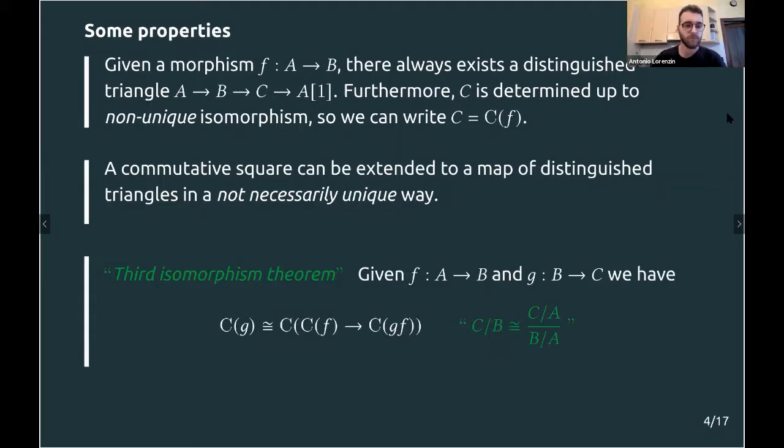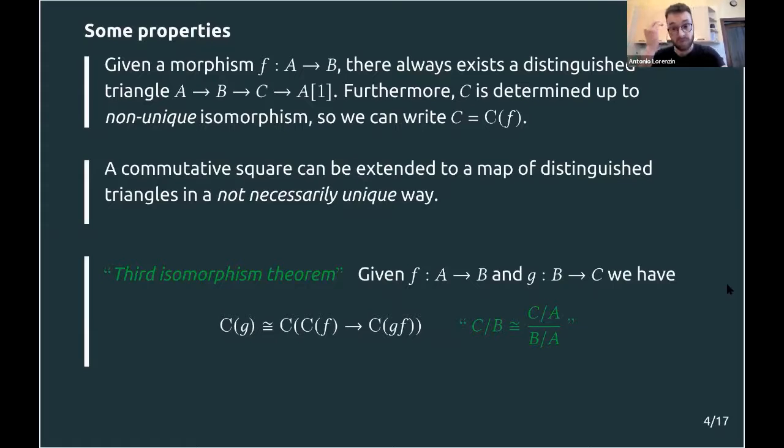As a last property, we have some sort of third isomorphism theorem. Given two composable morphisms, we have this isomorphism between cones. If you use co-kernels instead of these cones, you will actually have the third isomorphism theorem. You can't really do this in triangulated categories, but I think it's very good to have a grasp of the idea here.